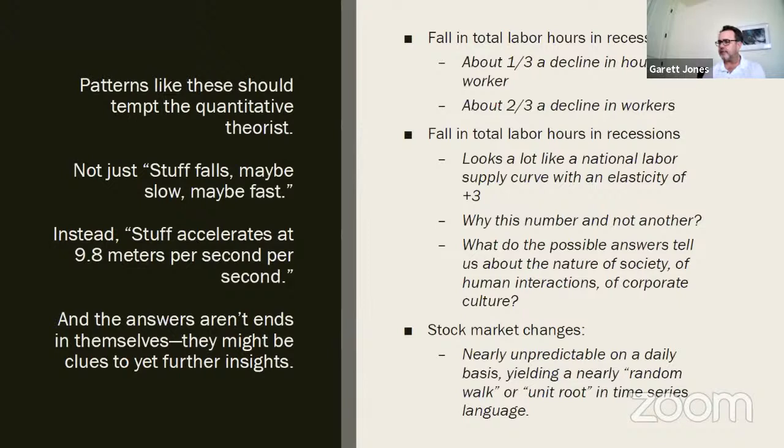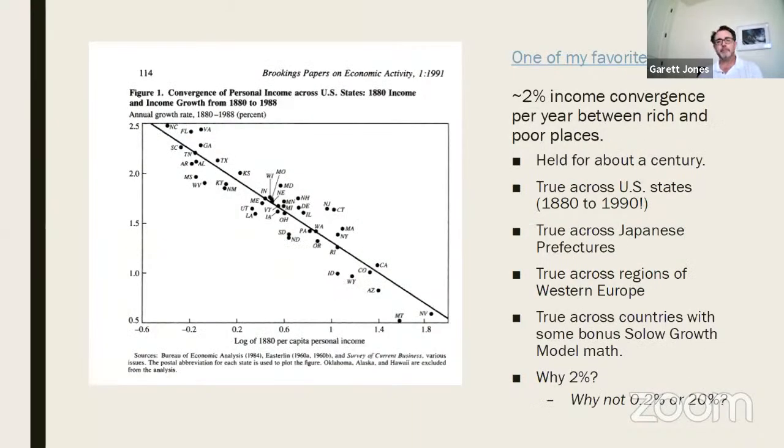Stock market changes, as many of you know, are nearly unpredictable on a daily basis, yielding a nearly random walk, or a unit root in time series terms. What kind of individual choices would lead to that outcome? And what would lead to some interesting exceptions to those rules that have popped up in a lot of varieties of research, especially over the long run? So here's one of my favorite patterns of behavior. 2%.